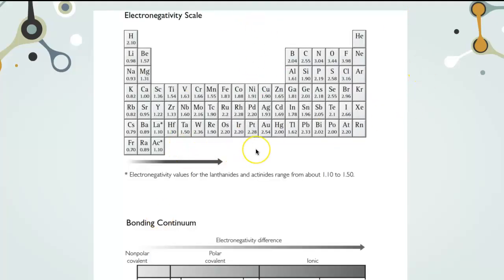Today, we're going to be using this electronegativity scale to calculate the change in electronegativity. So we see that electronegativity is greatest in this top right corner with fluorine, and then the smallest amount of electronegativity is in the bottom left corner near francium.